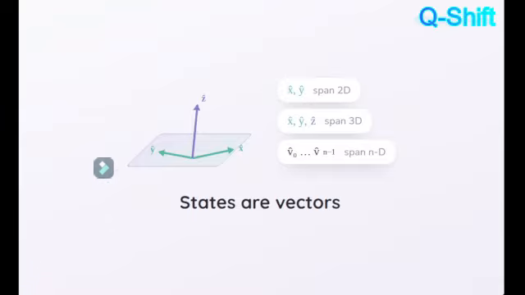A vector is a state, and a basis is a set of basis vectors that build every vector in a space. X hat and Y hat span a flat plane, 2 dimensions. Add Z hat, and you span 3-dimensional space. And even an n-dimensional space simply has n basis vectors, v0 up to v n-1, spanning everything.